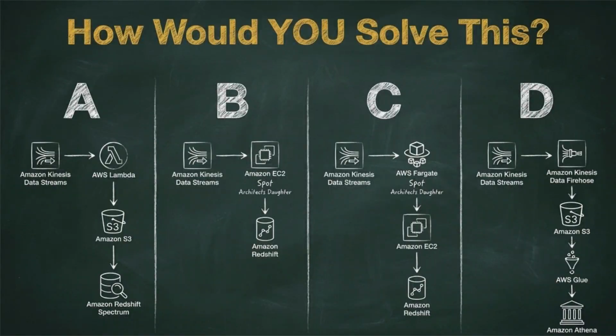So, before you are 4 architectural solutions. A. Lambda, S3 and Redshift Spectrum. B. EC2 Spot with direct load to Redshift. C. ECS Fargate Spot and EC2 for copy. D. Firehose, Glue and Athena. Remember the main requirement. The system must be highly available, not a minute of downtime. Which option will you choose?